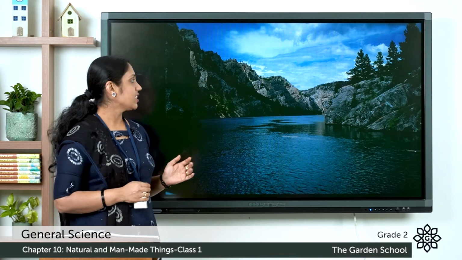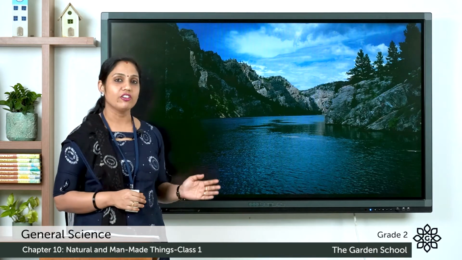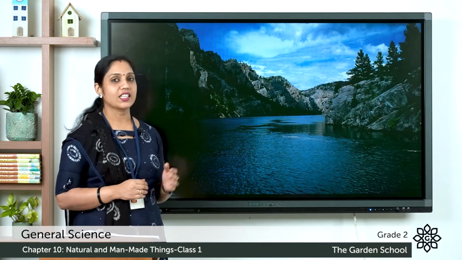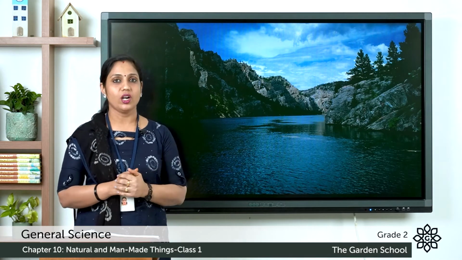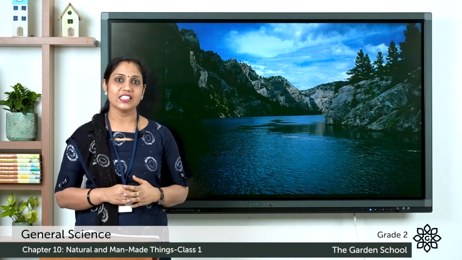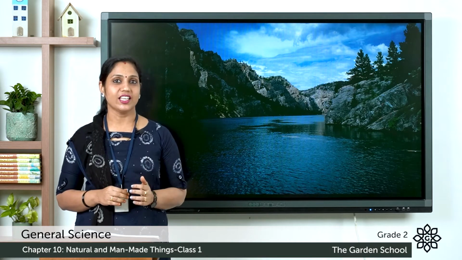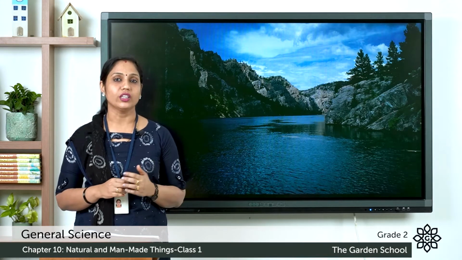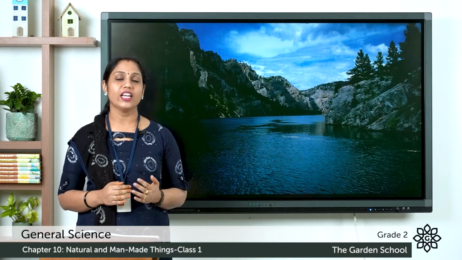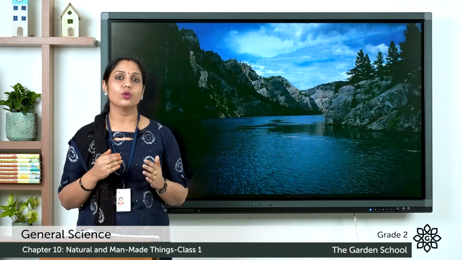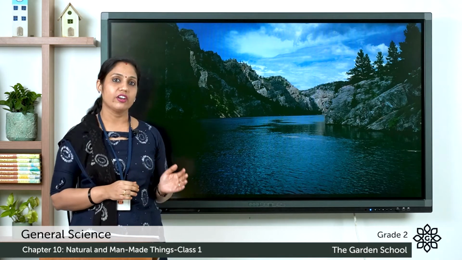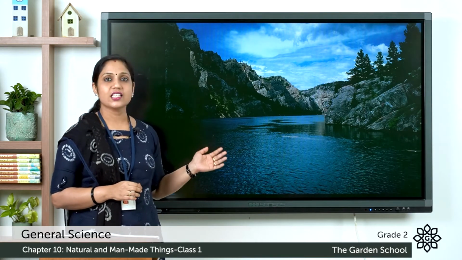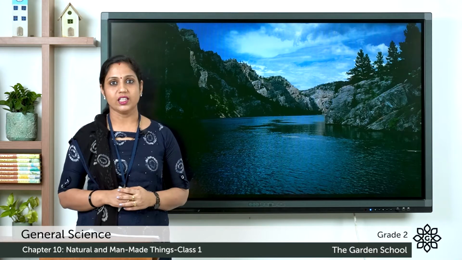Now if you look at this picture, you can see the rivers, hill, the sky. Are they living things? No, they are non-living things. So what are non-living things? Non-living things are things that cannot move on their own, that do not need air to breathe. So that kind of things are non-living things. So we can say that the river, hills, sky, all are non-living things.